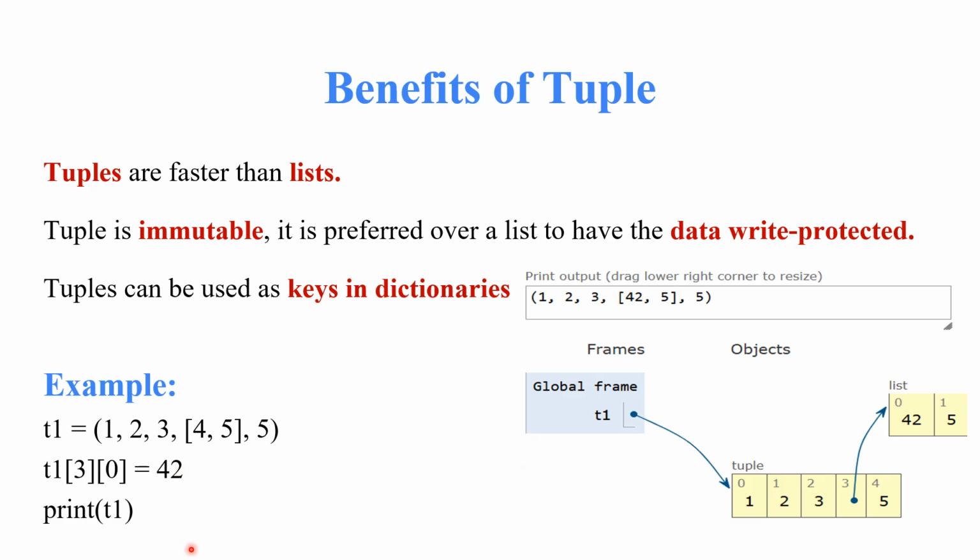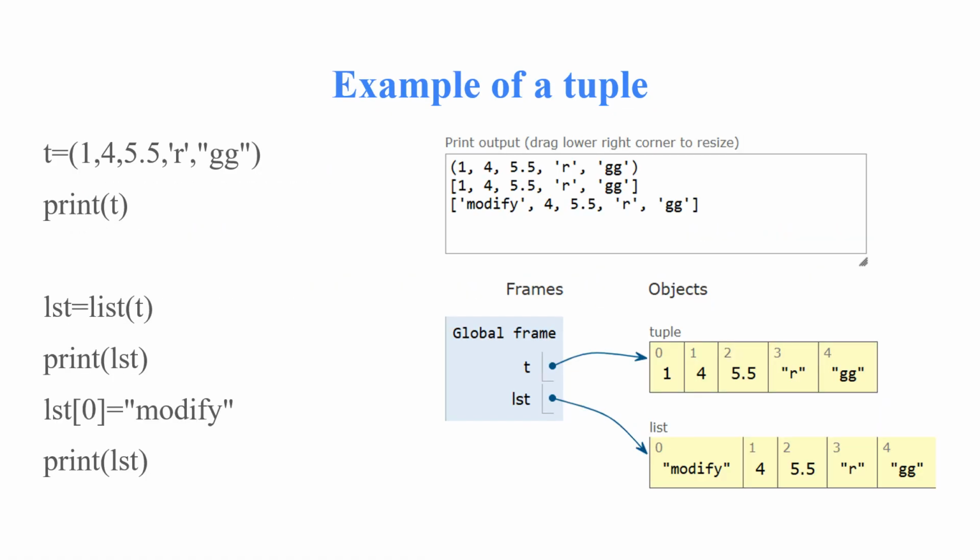Now what we have tried to do is, in this third position, at the 0th index, change the element to 42, which you can see is reflected here, 42. So when we print the final output of T1, you can observe that the 0th position of the list is converted into 42.